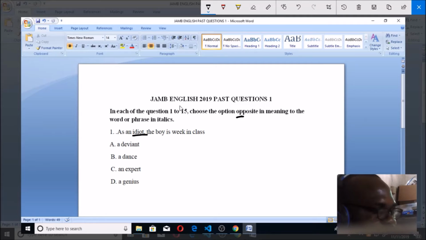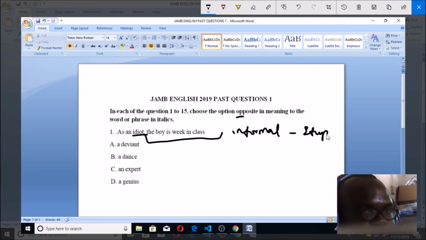So we are going to be starting with the word idiot. What is the meaning of idiot? Idiot simply means a stupid person, somebody that is very informal, or you can say a stupid person. That's the meaning of idiot. So having known the meaning, you can easily pick out the opposite.